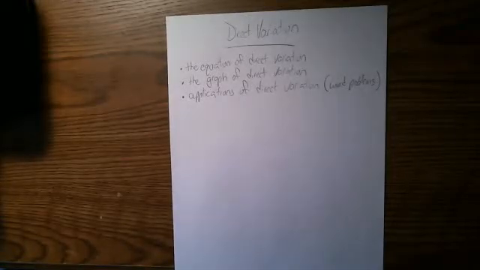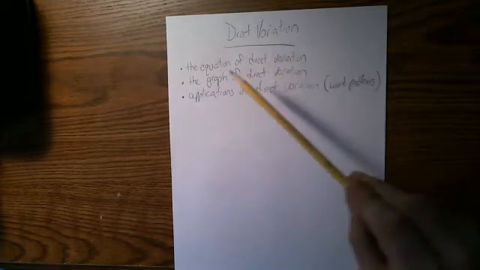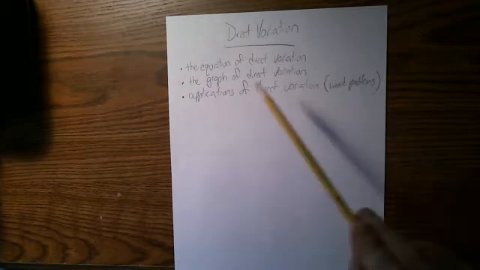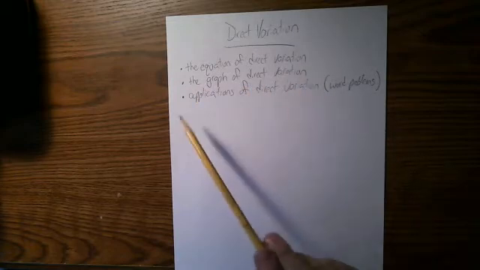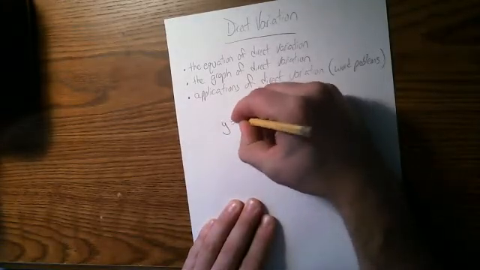Alright, we're going to begin a short unit on direct variation and compare that with inverse variation. But today we are going to learn the equation of direct variation, what the graph would look like, and how it could be applied. So the equation of direct variation is y equals k times x.